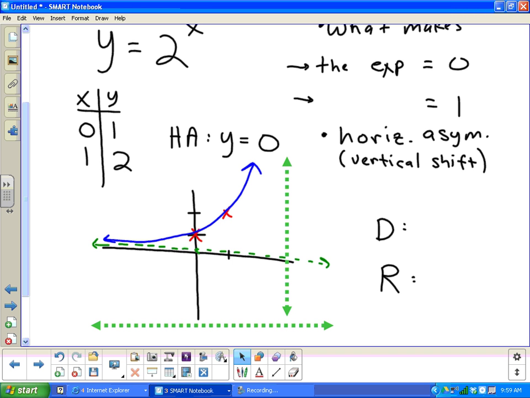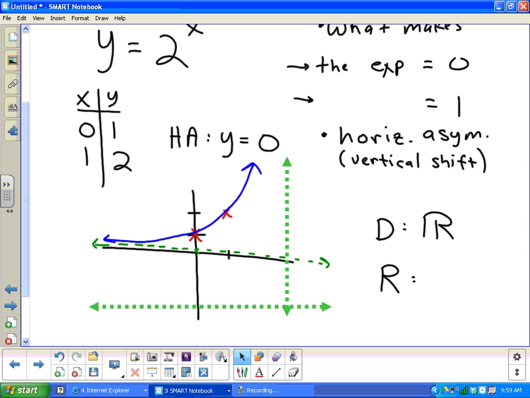So what does that mean about my domain? All reals. Or you could say, like some of y'all were saying, negative infinity to positive infinity, which is the same thing. The domain for these is always going to be all reals. Now, the range is what's going to be limited.